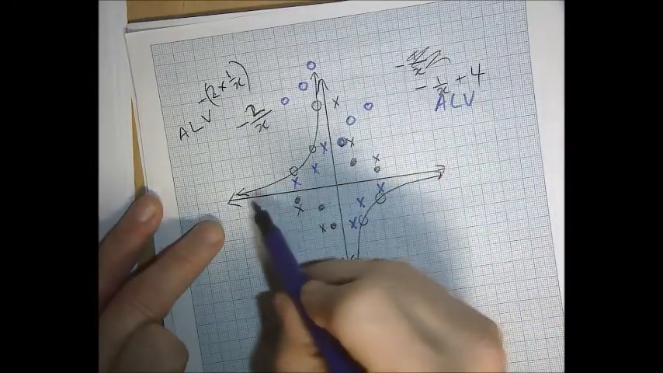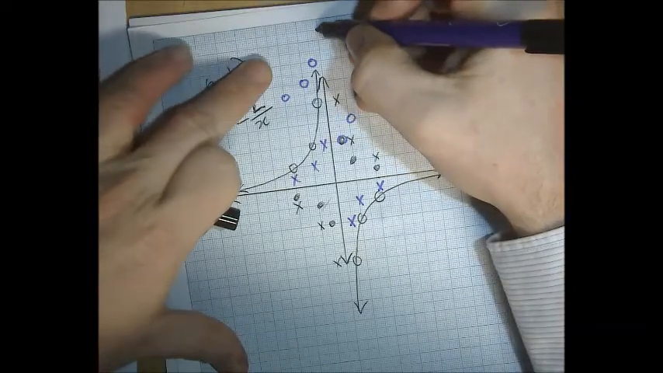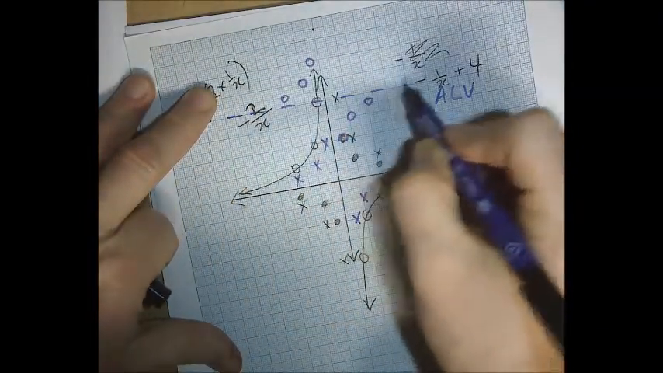The asymptotes used to be there and there. You move them up, the vertical one will be unchanged, and the horizontal one will be 4 higher than it otherwise would be.